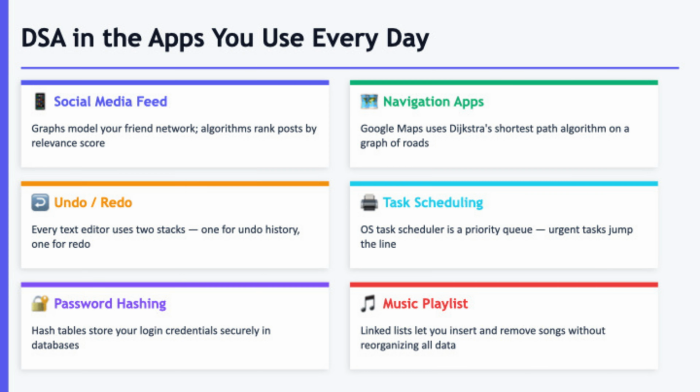You encounter these concepts every day. Social media feeds use graphs, navigation apps use shortest path algorithms, and your operating system uses priority queues to decide which task to handle first.